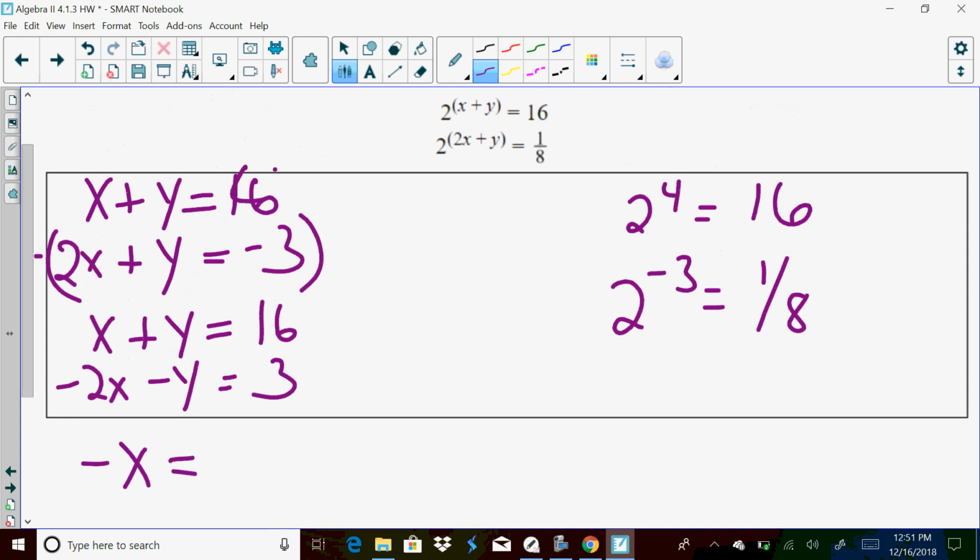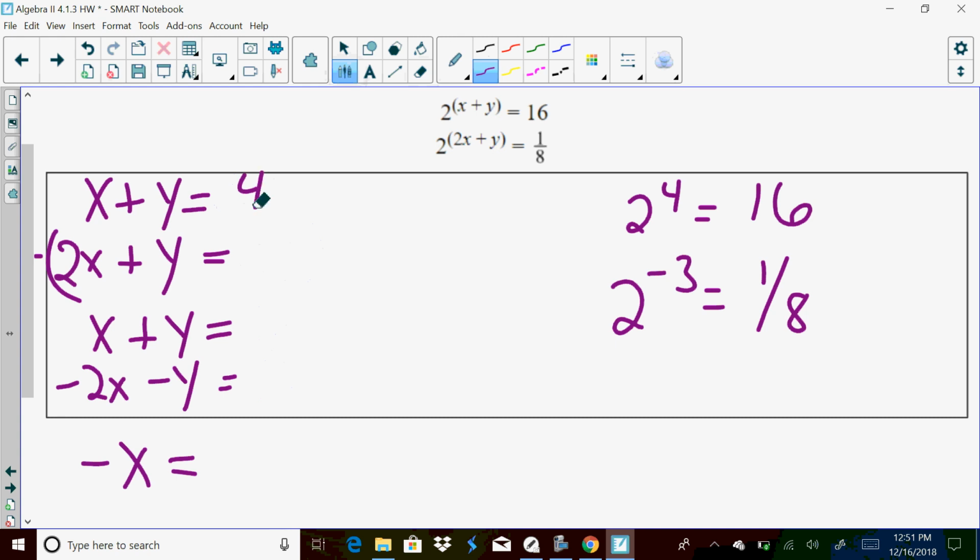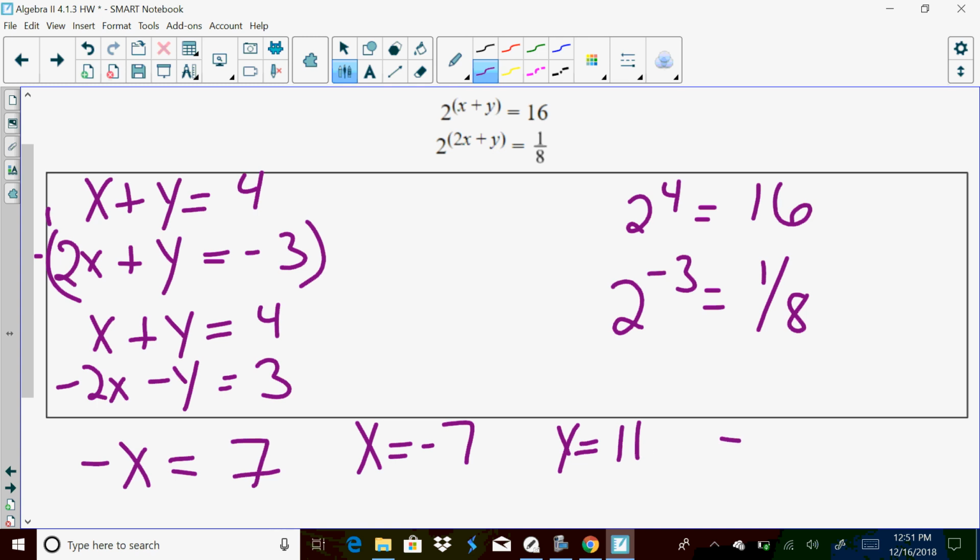Sorry, this is 4. Wait, what went wrong? So when doing this, x plus y has to equal 4, and 2x plus y equals -3. So we multiply by -1, and we get 4 and a +3. So x would equal -7. Plug it back in. -7 plus what equals 4. It ends up y equals 11. So the answer is -7, 11.